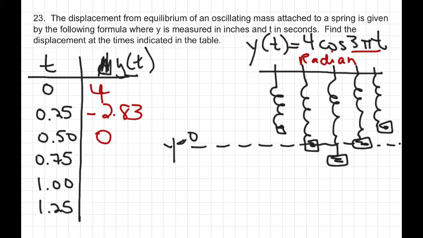Time 0 is if I were to pull the mass and stretch it below equilibrium. So we're at 4. And then at 0.25 we're above that equilibrium line. At 0.50 we're at the equilibrium line. At 0.75 seconds, 4 times the cosine of 3 pi times 0.75 is 2.83. At 1 second, 4 times the cosine of 3 pi times 1 is negative 4. And then 4 times the cosine of 3 pi times 1.25 is 2.83 again.